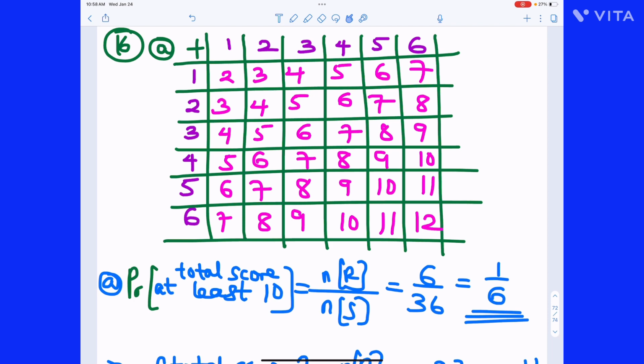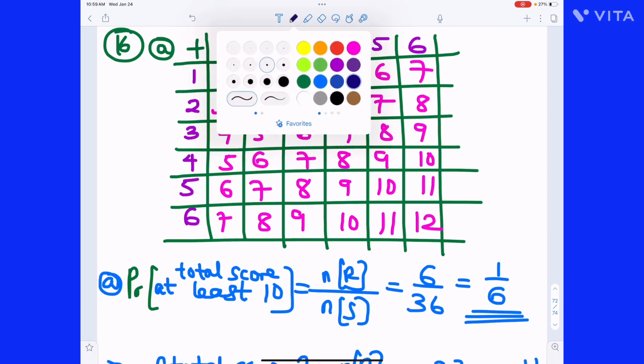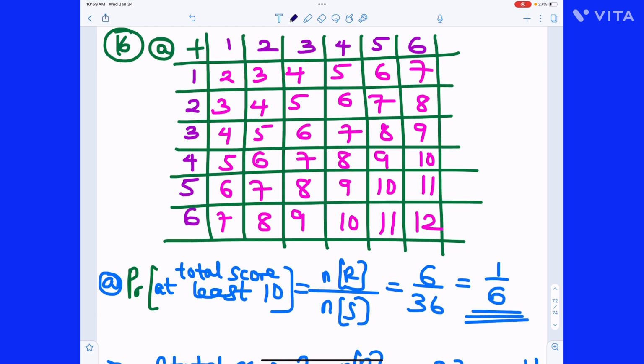Okay, what's the probability that the total score is at least 10? At least 10 means 10 or more. So all these results are at least 10. How many are they? 1, 2, 3, 4, 5, 6. So probability of getting a total that is at least 10 is 6 over 36.